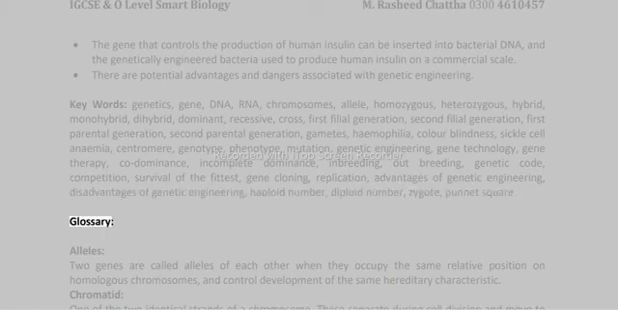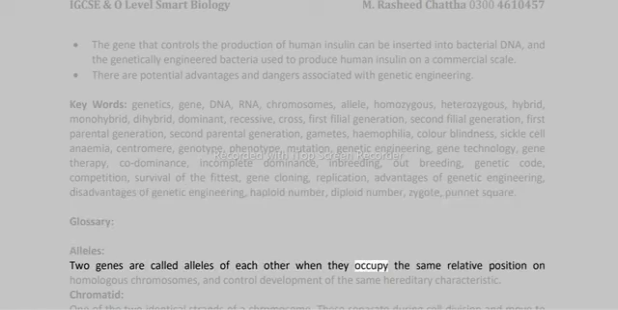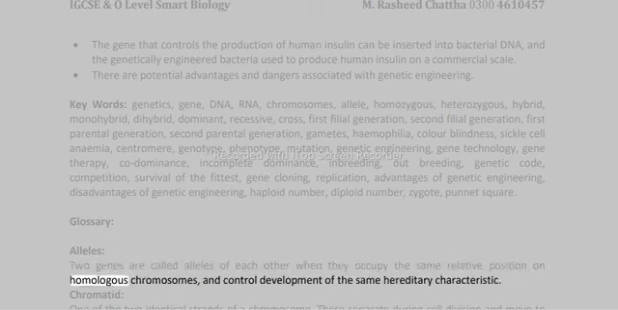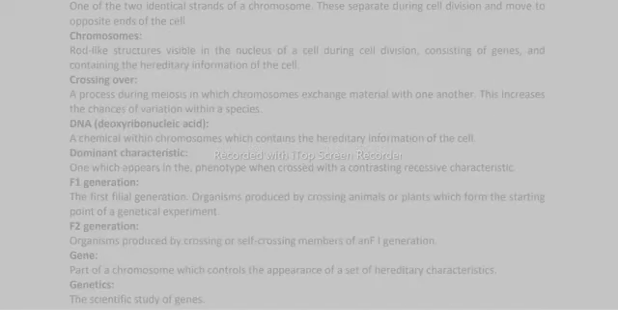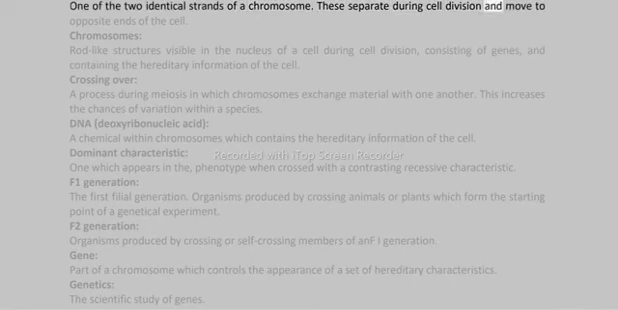Glossary. Alleles: two genes are called alleles of each other when they occupy the same relative position on homologous chromosomes, and control development of the same hereditary characteristic. Chromatid: one of the two identical strands of a chromosome. These separate during cell division and move to opposite ends of the cell.